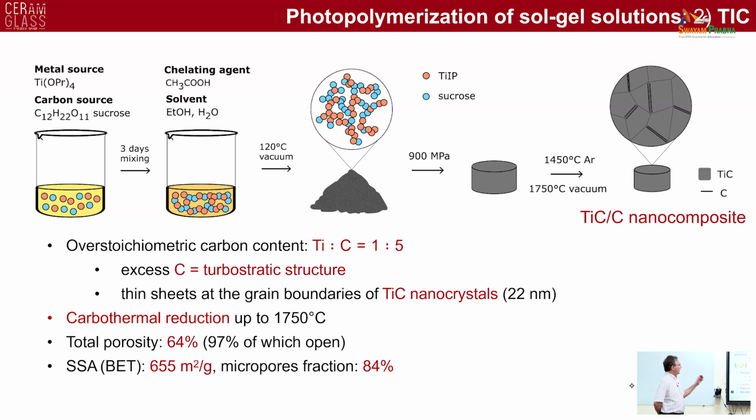And at 1750 degrees in vacuum, you have the carbothermal reduction reactions. You lose all the oxygen, generating the carbide, and the material at the end had a very high porosity in terms of micro and mesopores, and especially micropores, and that is why the material had a very high specific surface area.